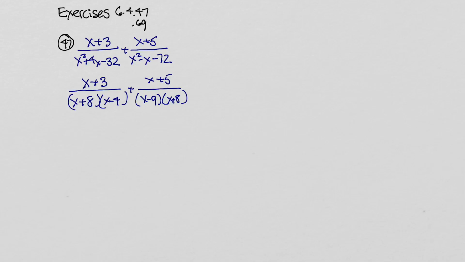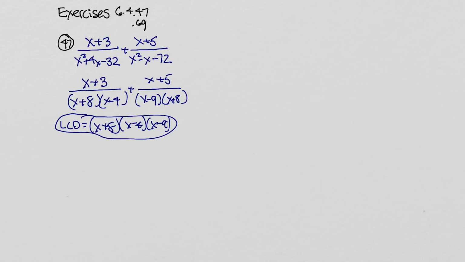So now I can write our LCD. The LCD here is going to be, we have an x plus 8. In fact, I've got an x plus 8 here and an x plus 8 here, but I write it only once and to the higher exponent, and both these exponents are just ones. Then we also have this x minus 4, and we also have this x minus 9. Now I'm going to circle that so I don't have to rewrite it every time, and I can find it.